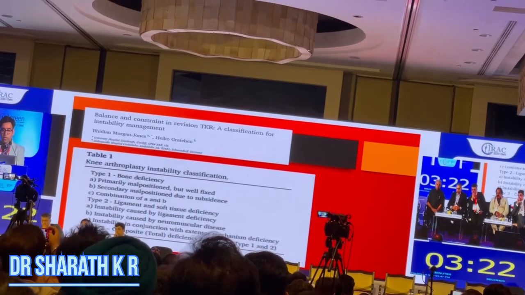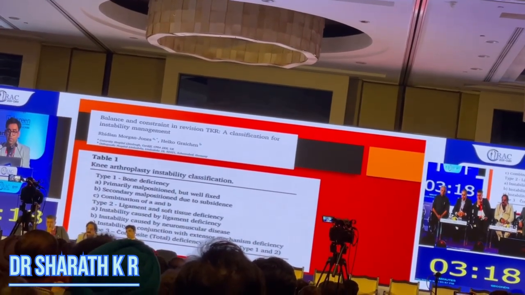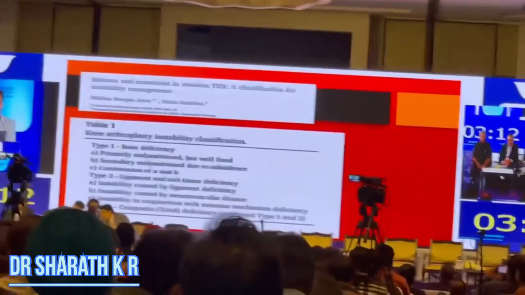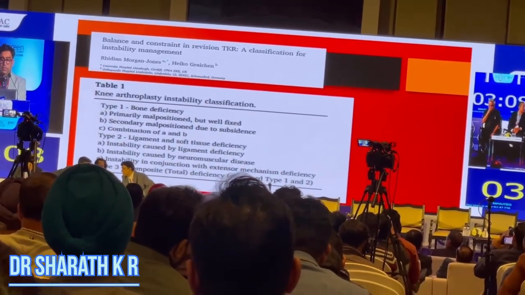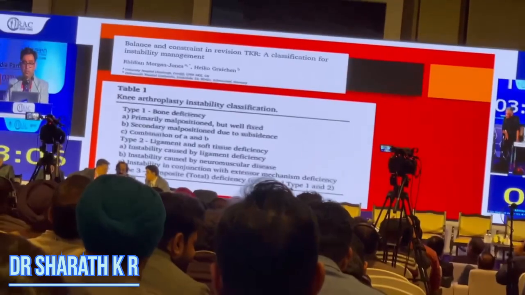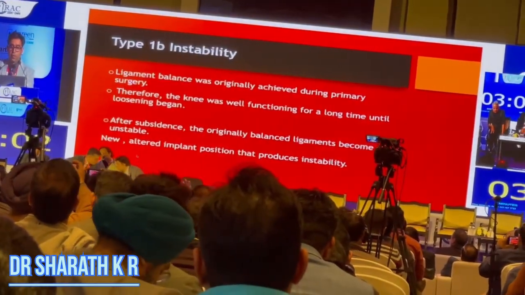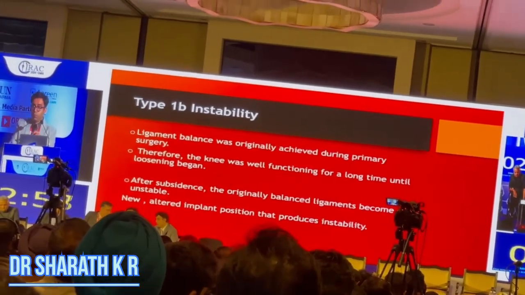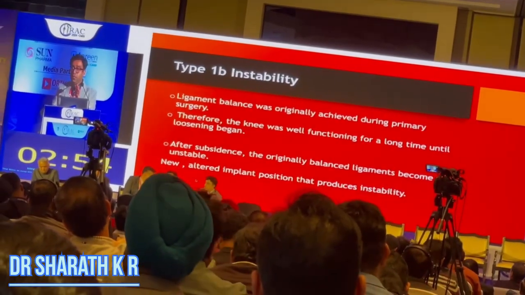Type 1 is bony deficiency, 1B is a secondary malposition. In a lot of cases what we get is secondary malposition, meaning it was proper at the initial surgery, but it is malpositioned due to subsidence of the implant, that is aseptic loosening. Type 2 is ligament insufficiency, type 3 is total deficiency. So type 1B is where ligament balance was originally present and the knee was well functioning, but now the patient comes with aseptic loosening and it is not functioning. That means the ligament is intact.